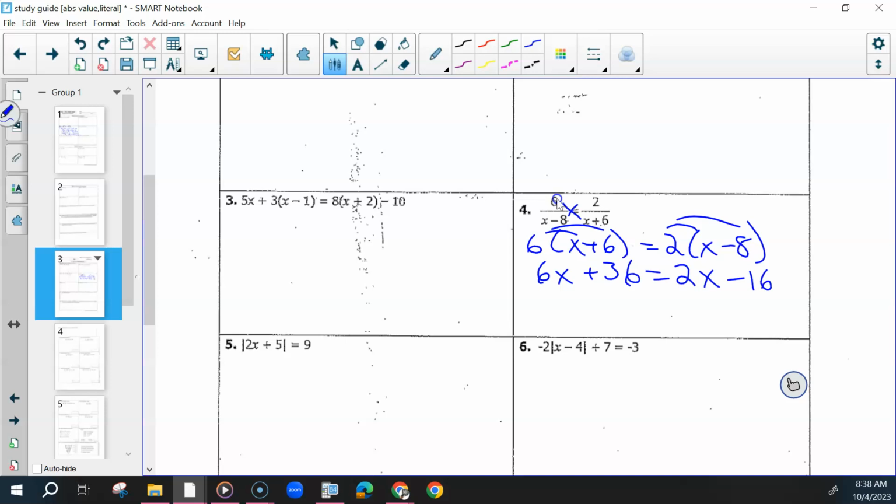What do we want to move first? If we subtract 2x from both sides, we have to subtract 36 from the other side. 4x equals negative 52. And then divide both sides by 4. What is x?